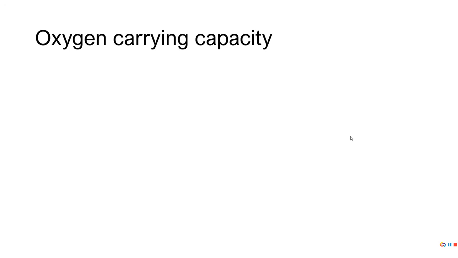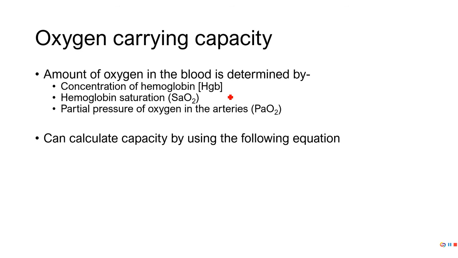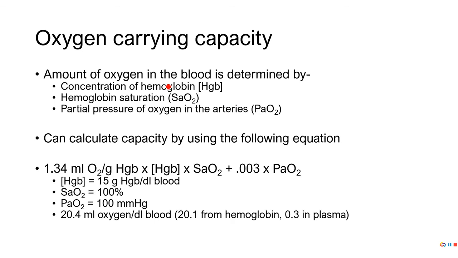And so in order to determine the oxygen carrying capacity, there's 3 things that we need to know: the hemoglobin concentration, the saturation of oxygen, and the partial pressure of oxygen. And so we can calculate capacity by using the following equation. Okay, 1.34 milliliters of oxygen per gram of hemoglobin times the hemoglobin concentration times saturation plus 0.003 times the pressure of oxygen. Okay, now this number here is a constant. This number can vary, depending on what's going on. So women are going to have a lower hemoglobin usually.